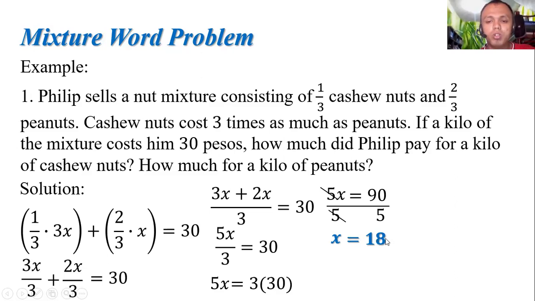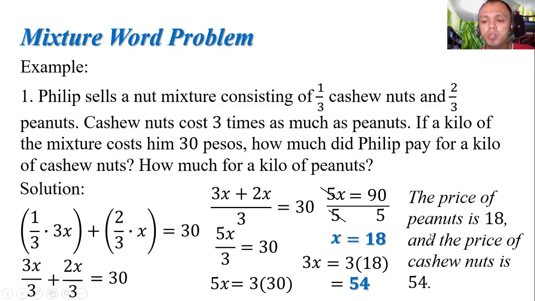So, here, yung nagastos ni Philip, no, for a kilo of peanuts is 18, and then for cashew nuts, no, we have 3x times 18, substitute your x to 18 is 54. The price of peanuts is 18 and the price of cashew nuts is 54. Okay, 54 pesos and 18 pesos. Okay, yan ang magiging gastos niya.